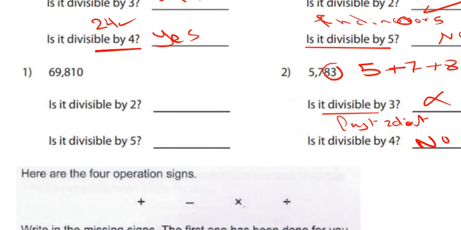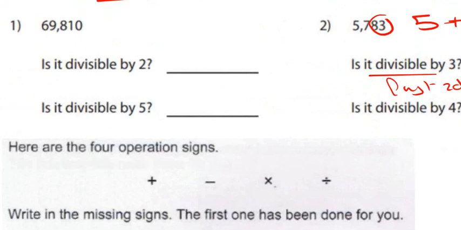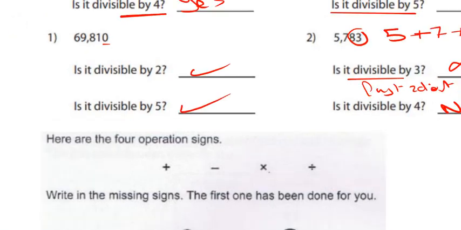Is this number divisible by 2? Yes, because 0 is an even number. Is this number divisible by 5? Yes, also, and so on.